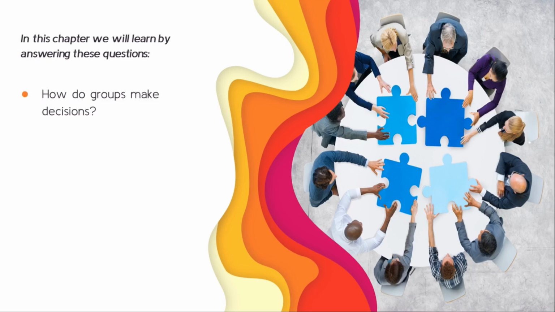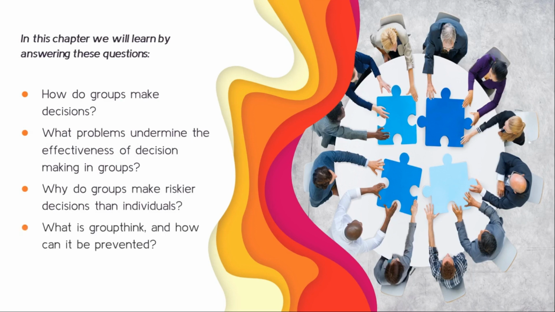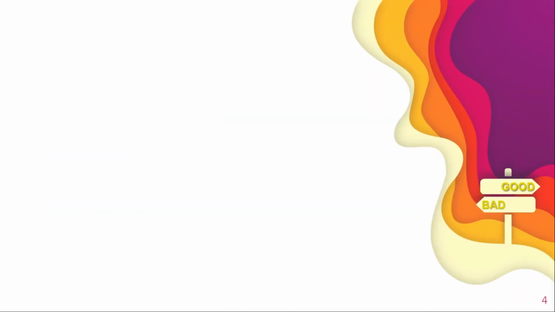First, how do groups make decisions? What problems undermine the effectiveness of decision-making in groups? Why do groups make riskier decisions than individuals? What is groupthink and how can it be prevented? First, what do you think are the pros and cons of making decisions in groups?